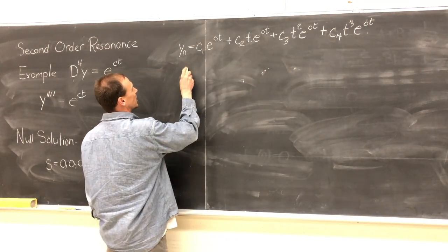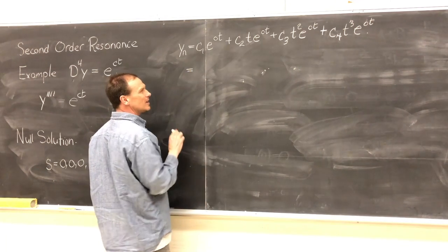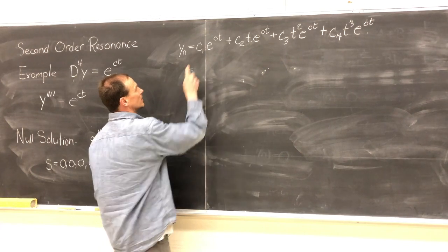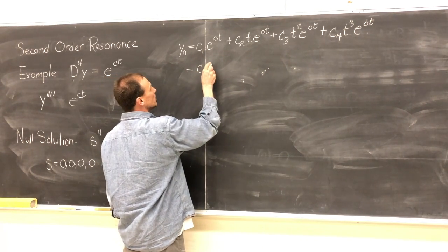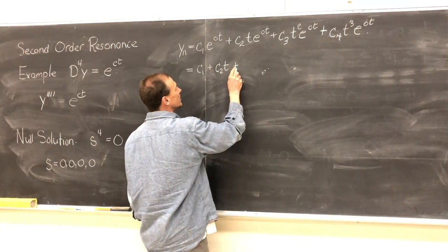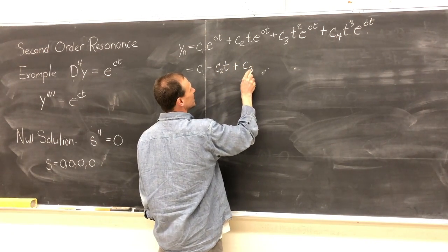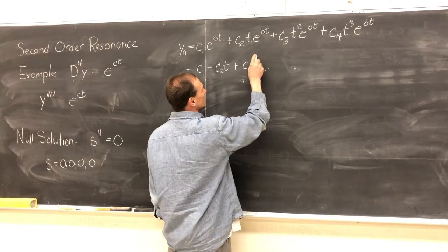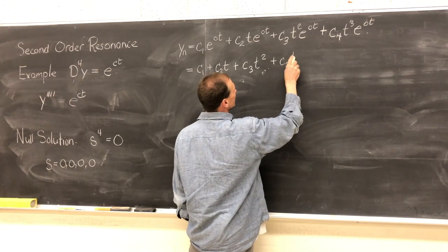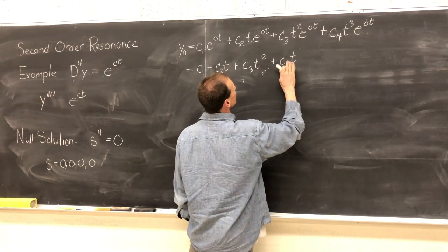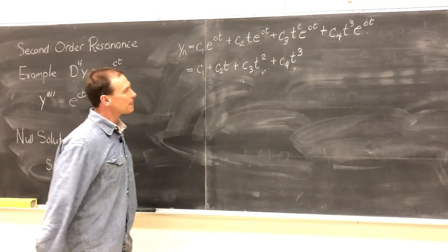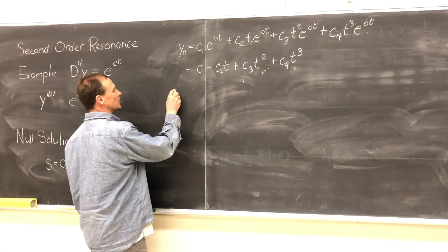Okay, and let's clean that up. That's kind of a strange way to write it, but I think it's good practice to see where this is all going to come together. So this is c1 plus c2t plus c3t squared plus c4t cubed, because remember e to the 0 is just 1.